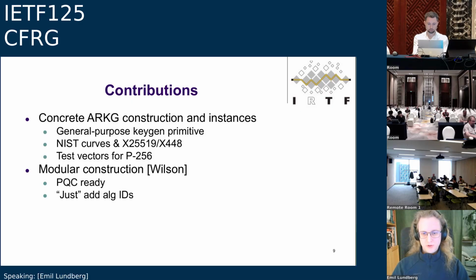So yeah, the contribution of this draft is to make a concrete specification, or a concrete instantiation, of ARKG that's ready to implement as a general purpose key generation primitive. Currently, we define instances for the NIST curves and X25519, because that's what we're concretely interested in using in practice at the moment.